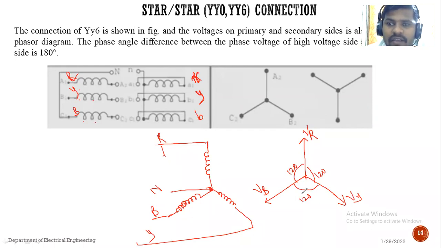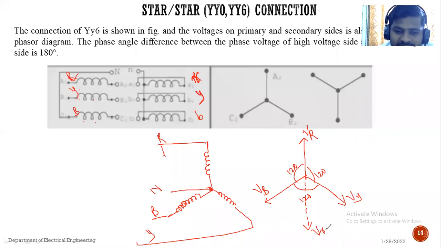Now I want to represent the secondary voltage with respect to that of the primary. If the phase displacement between primary and secondary is 180 degrees, then the secondary phasor of R phase must be shifted 180 degrees from the primary VR voltage. That means it is totally opposite to that. Suppose I draw a dotted phasor here.